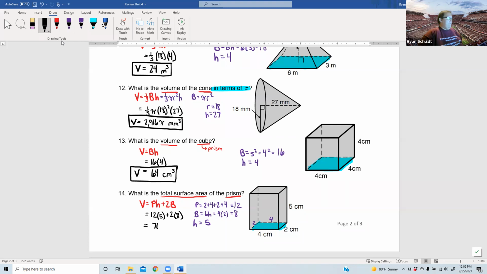So we get 76 centimeters. Why did I put a V there? That's not a V. Hang on. I'm tripping here. It's SA. 76 centimeters squared because it's the surface area. Okay. That's the end of page 2. Moving on to page 3.